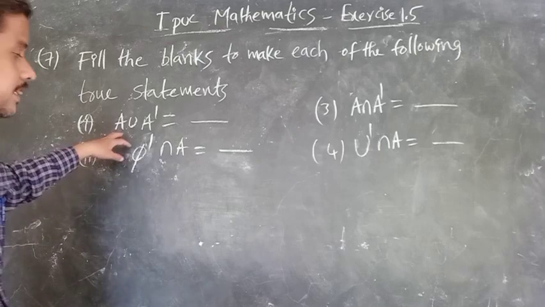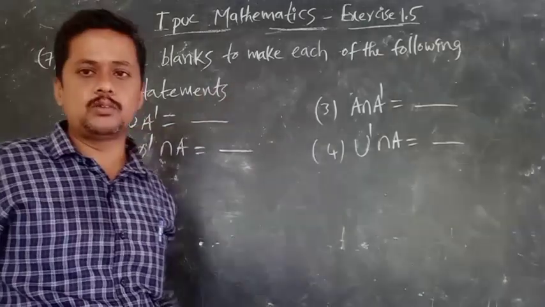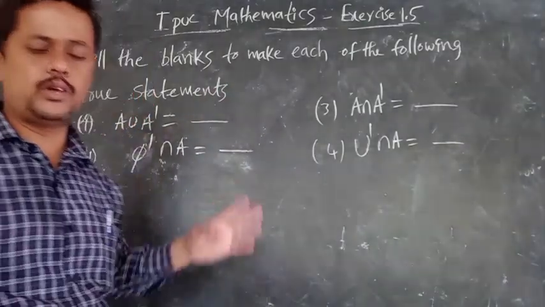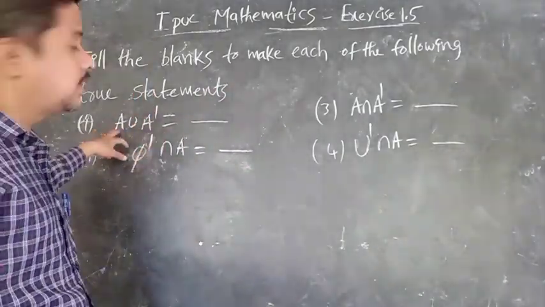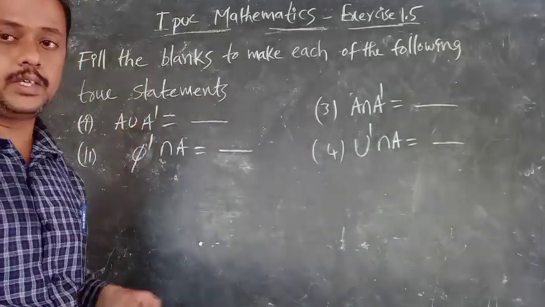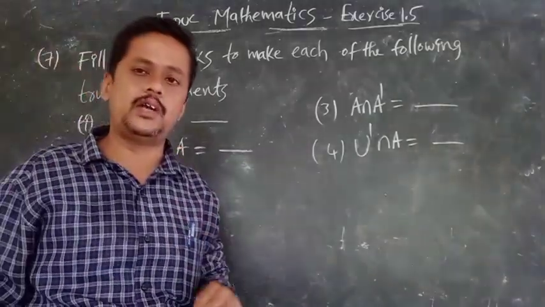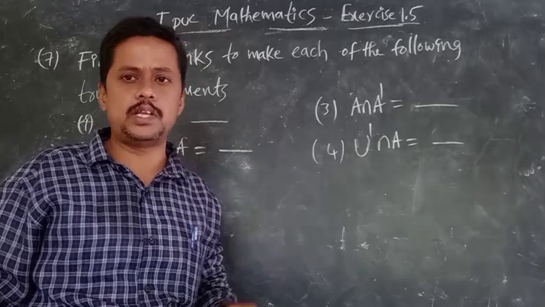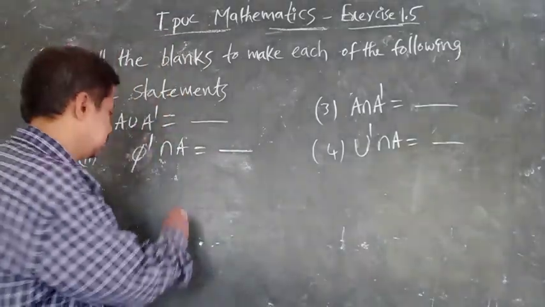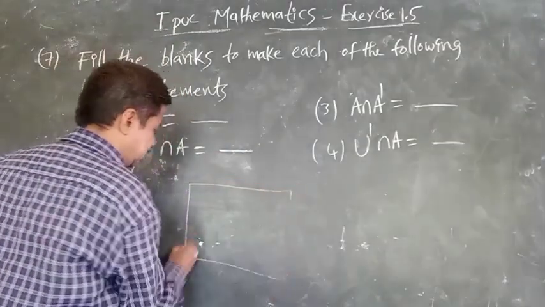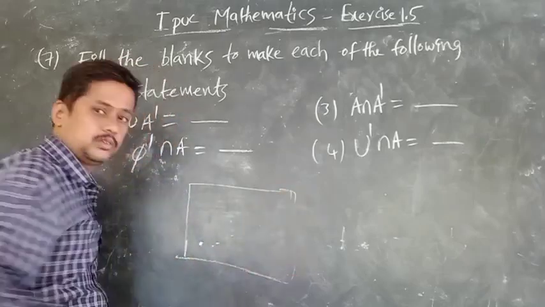What is the answer? Tell me. You have already learned so many things, complement and all of these. So we have to search. First one, A union A dash. If you don't know the answer, how should we behave? I will tell you one technique. Let's just take a Venn diagram, a fast Venn diagram. Okay?